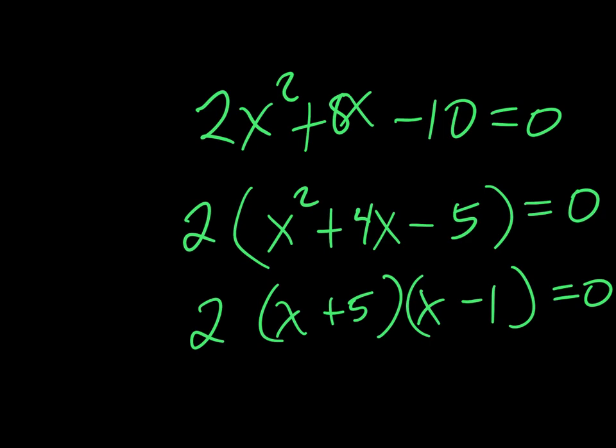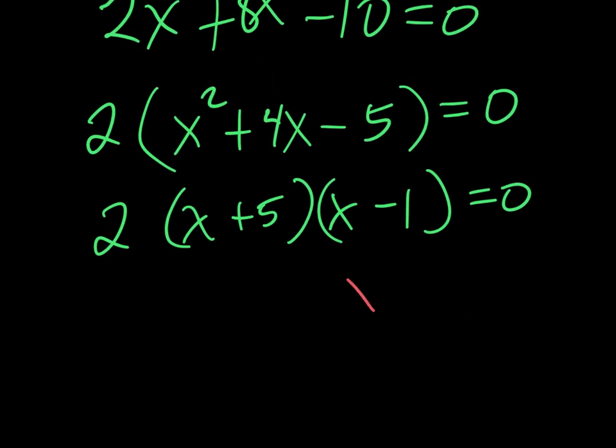No. A lot of people stop right there, sadly. You're so close to the finish line. Now you just got to say what would make it equal 0. If x was what, and if x was what? X equals 1, because then it would make that part 0, which would make the whole thing 0. And x equals negative 5.